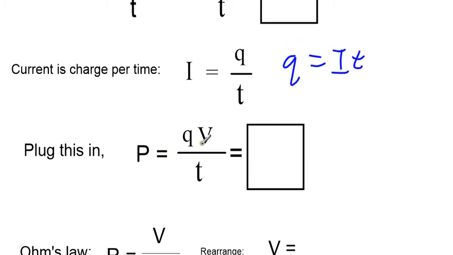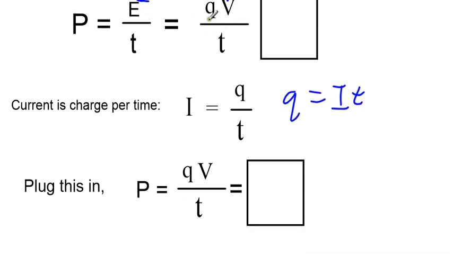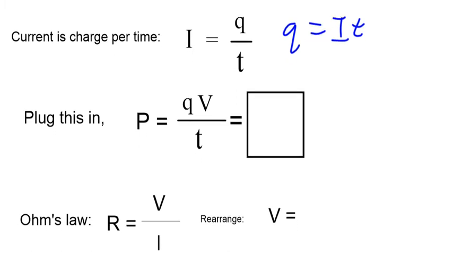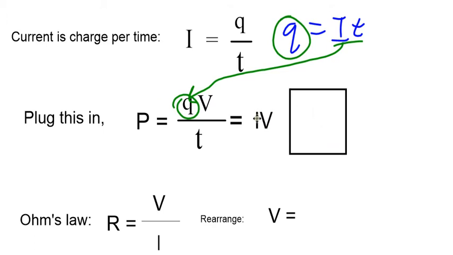So if we go back to this equation that we just derived over here, where P is equal to QV over T, we can now plug this Q in over here. So we replace this Q with IT, and we get this equation. P is equal to IV.